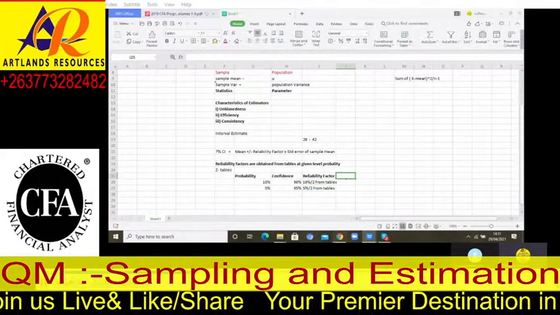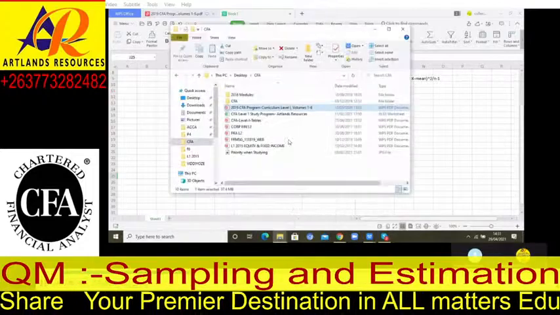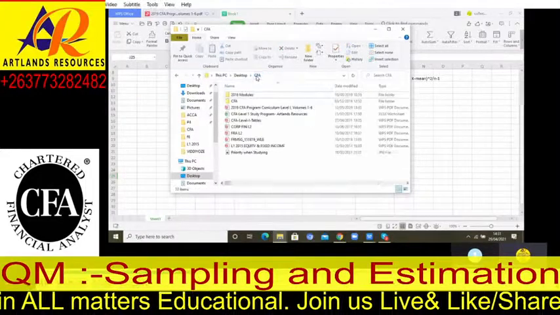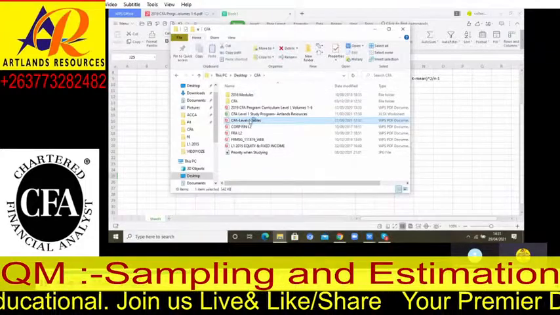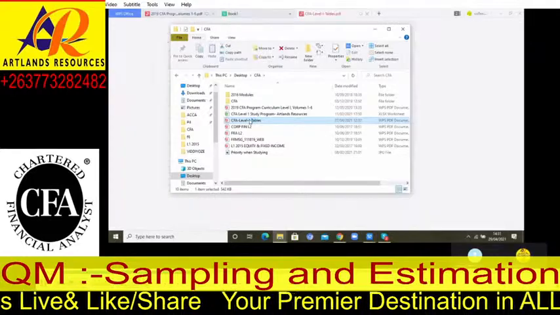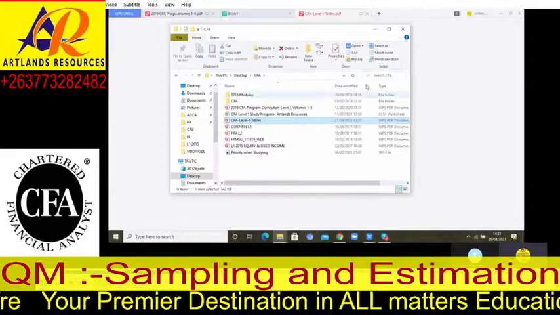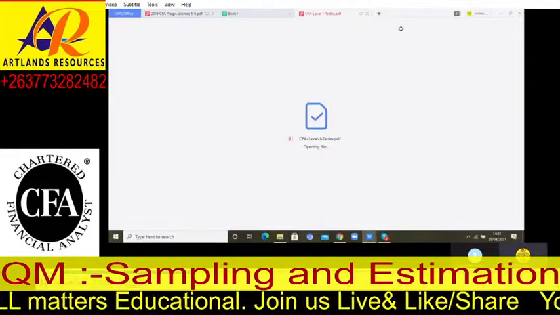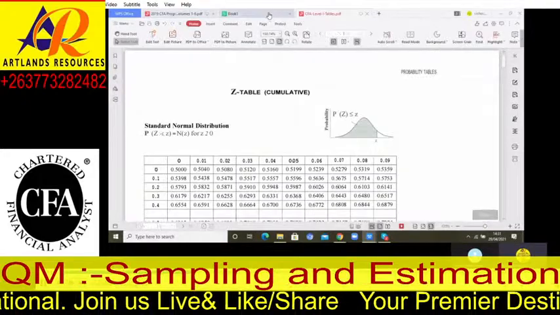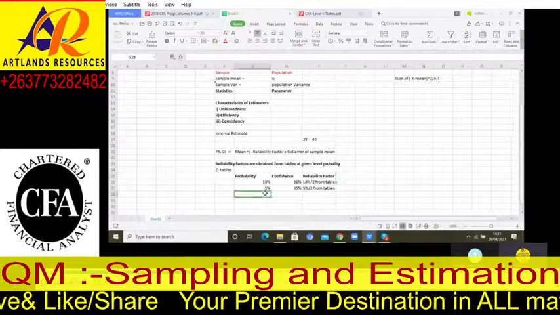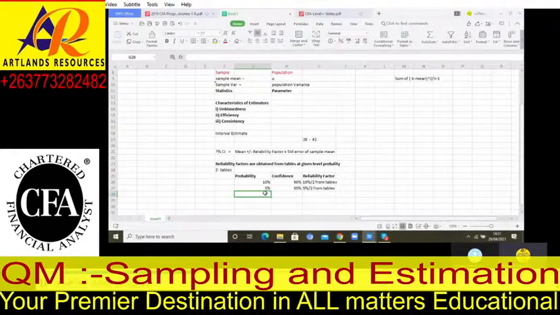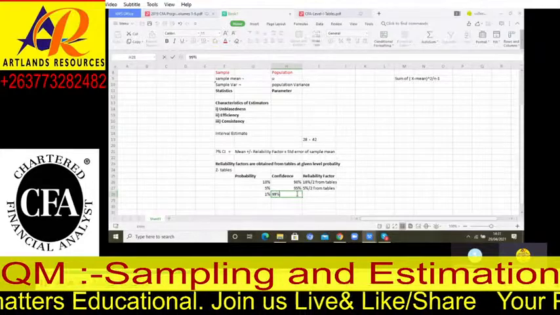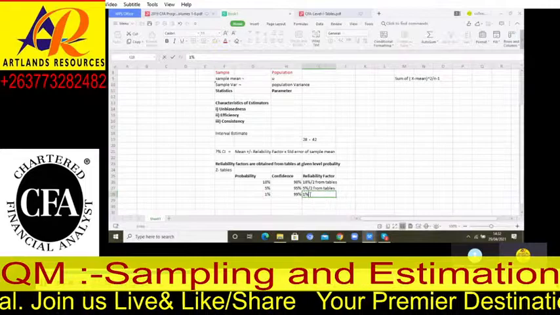If we can have the tables to show you what I'm talking about, oh sorry, the tables are somewhere here. I just want to show you how you'll be given the figures in the tables. Let me put 90, 95, and if you put 1%, it means you need to construct a 99% confidence interval. The reliability factor will be 1% over 2, from tables.